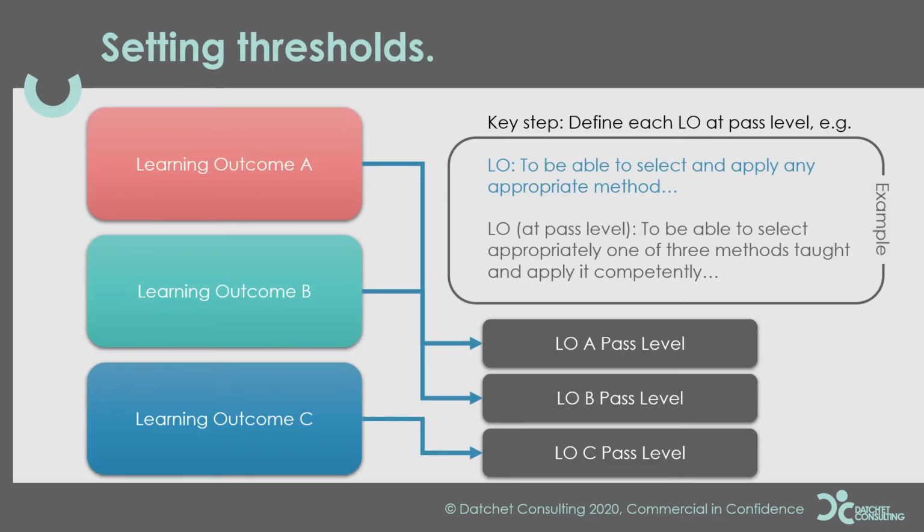So let's think about the pass-fail threshold. What you need to be able to do is to take your learning outcomes, as we've described earlier, and to express them in pass-fail terms. So if you've got a fairly open-ended learning outcome, like to be able to select and apply any appropriate method, you may want to restrict that at pass-fail level just to be able to select appropriately one of 3 methods that have been taught and to apply it competently.